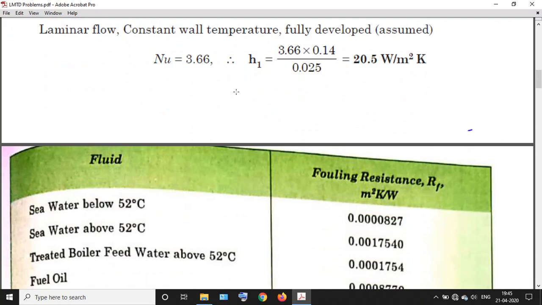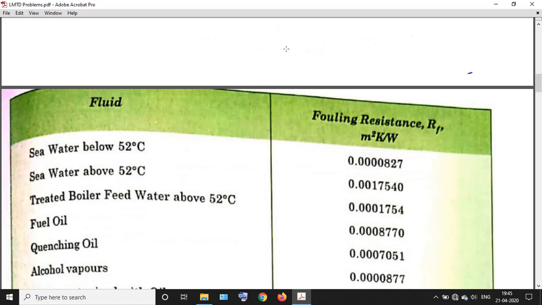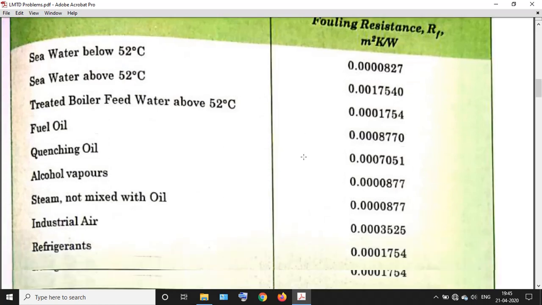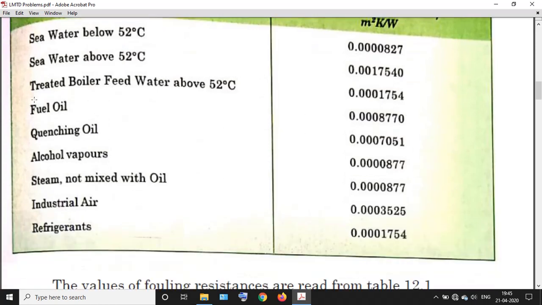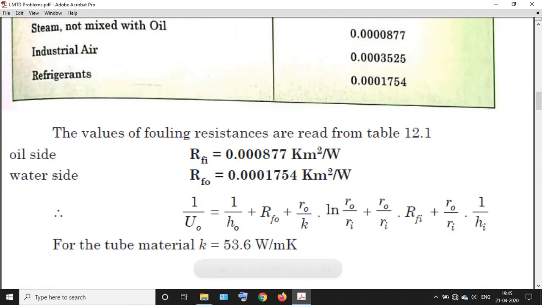So once we have HI and HO, the second thing we need to find out is the fouling factor. Now in your data book itself, there is a provision for fouling factor. So you can see inside we have fuel oil and outside we have water. Taking values of fouling resistance from the oil side and water side, we will get RFI and RFO. So now we have all the related values which are required to find out our overall heat transfer coefficient.